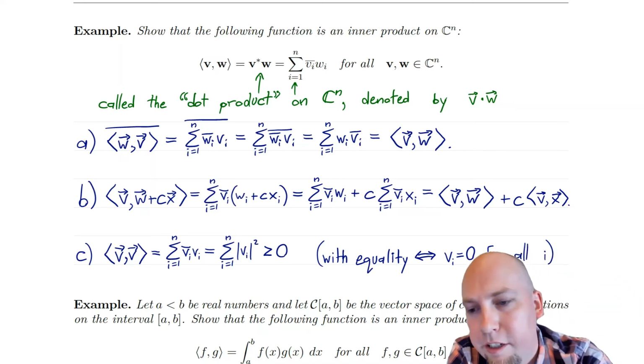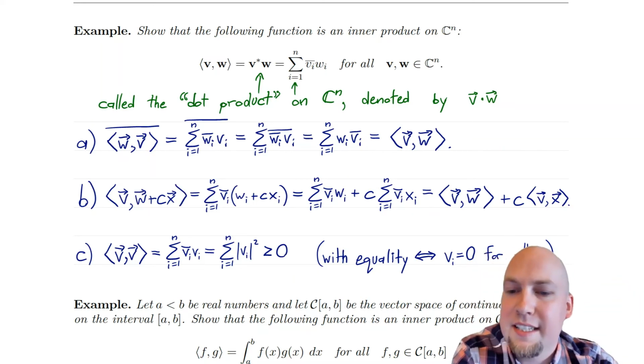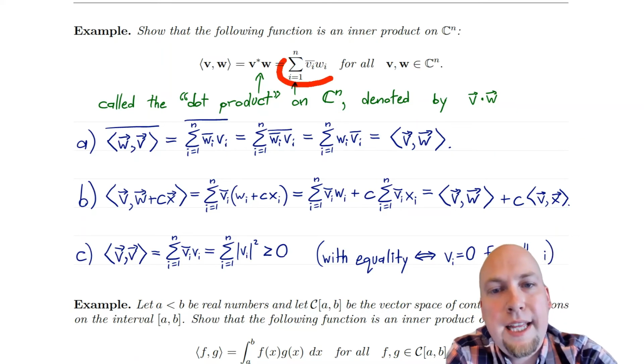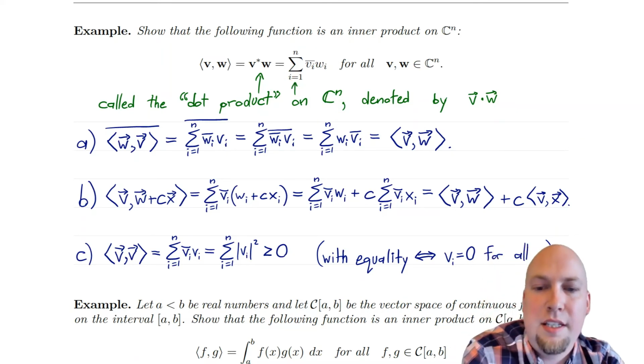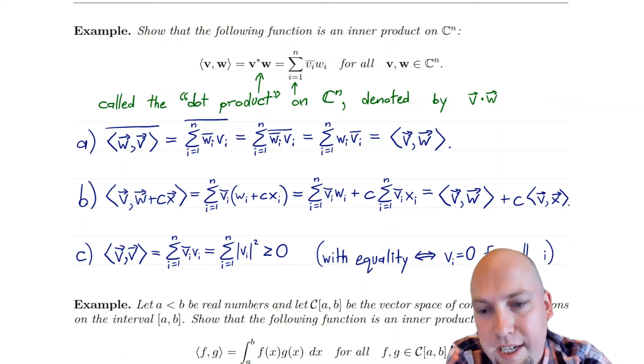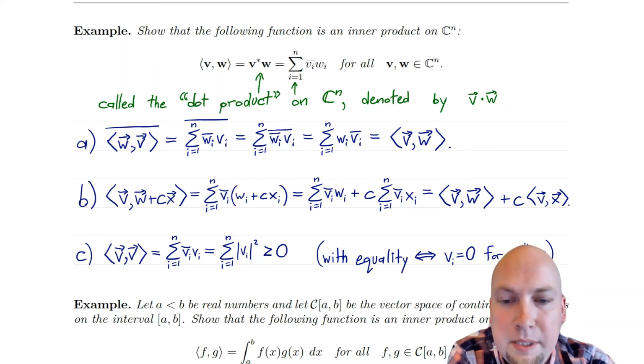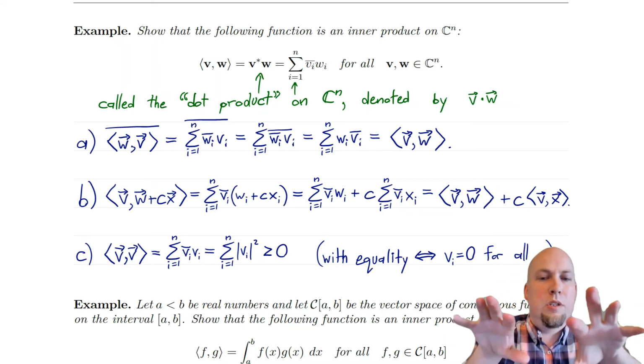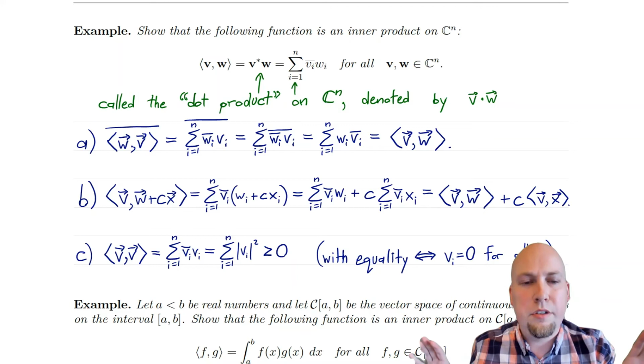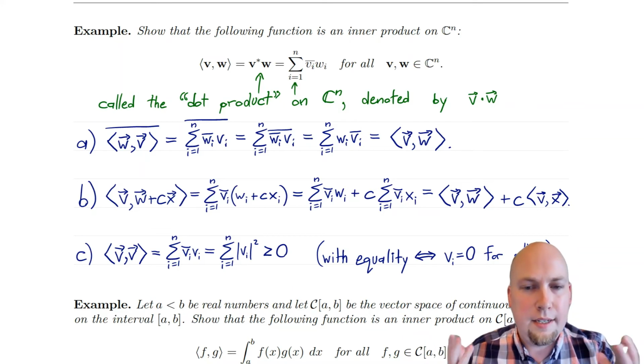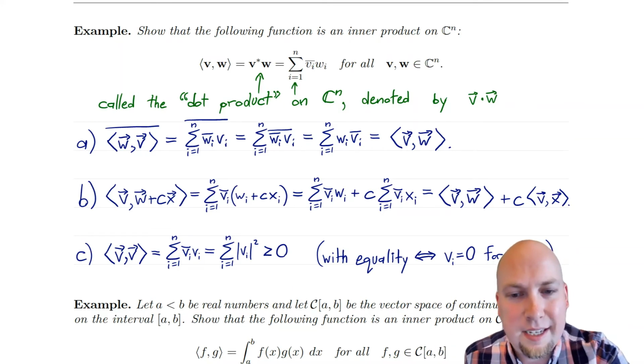Property B, you just plug in the linear combination into the second entry, and then you plug all that back into this definition of the complex dot product. So you get vi bars, and then the ith entry of the second vector. Well, the ith entry of the second vector is wi plus c xi. And then, well, those are all just complex numbers, so you can use your usual arithmetic rules with complex numbers, right? This is a sum of a product, and then there's a sum here.